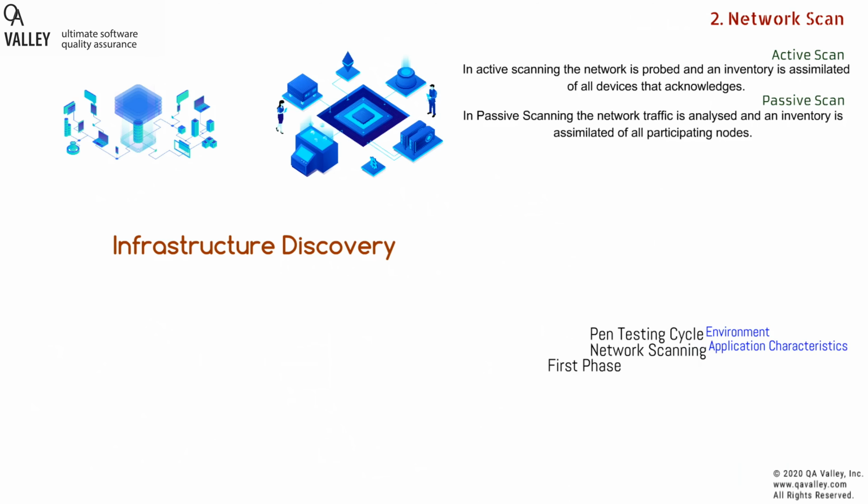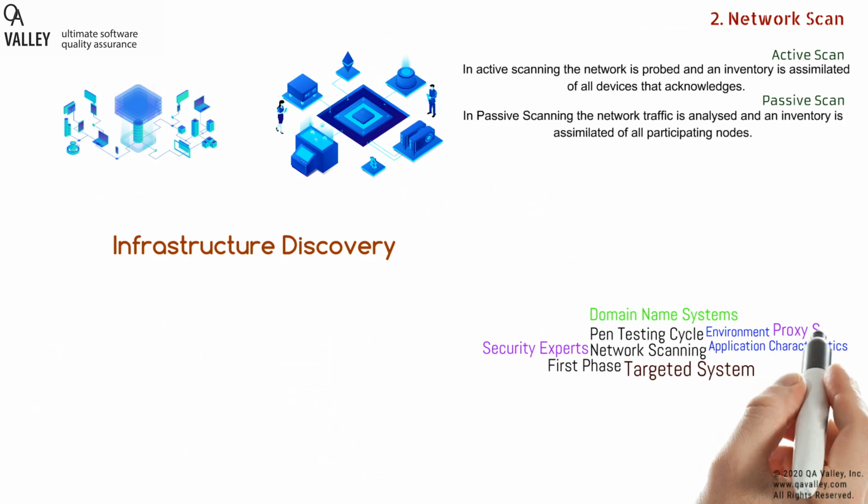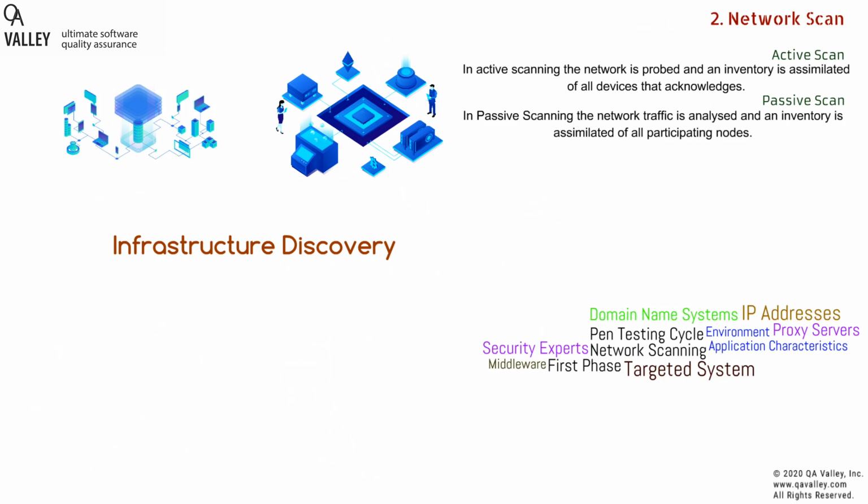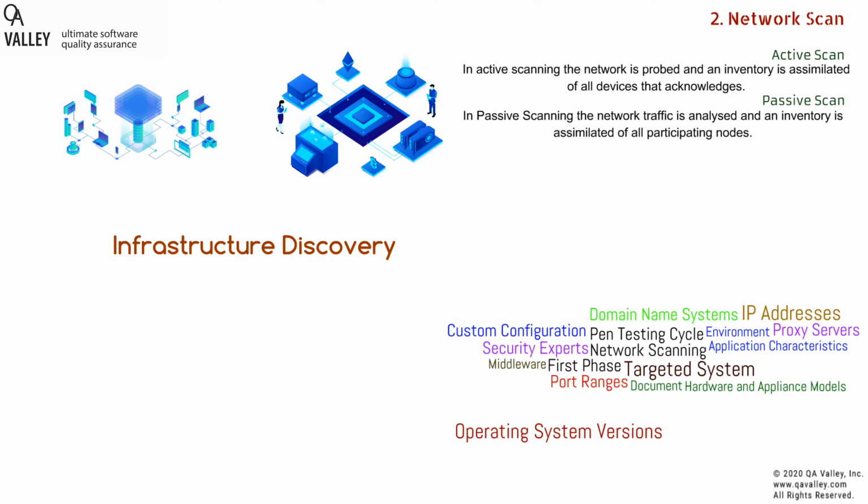During the footprint or sizing stage, our security experts make a profile of the targeted system, listing all domain name systems, proxy servers, firewalls, middleware, IP addresses, and port ranges. We document the IP addresses that are accessed, hardware and appliance models, custom configuration, operating system versions, all nodes, servers, user devices, including local and remote access over private and public networks.